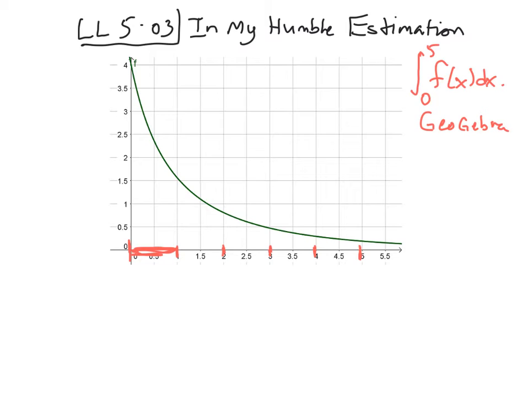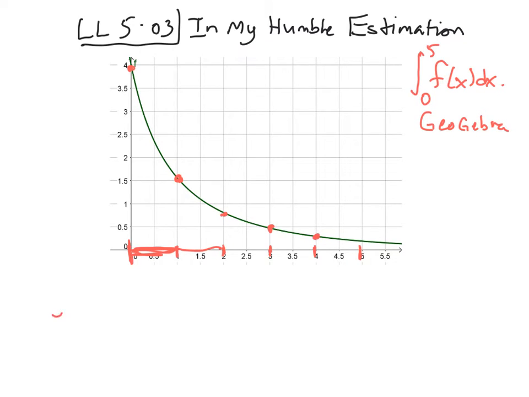And I'm going to use the value at the left endpoint in each case. So the value at the left endpoint for this first interval is 4. And then the value for this interval is about 1.5. It's not exactly that. And then for this next interval, it's a little bit less than 1. And then the next interval about 1/2. And the last interval is going to be somewhere between 0 and 1/2.